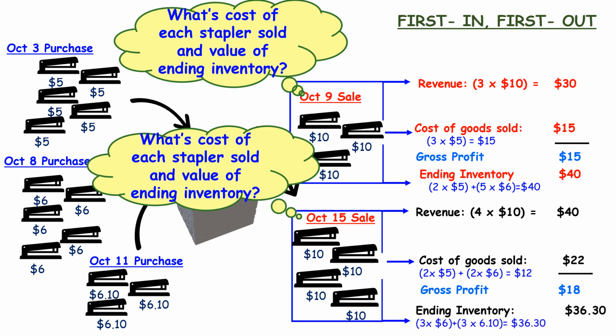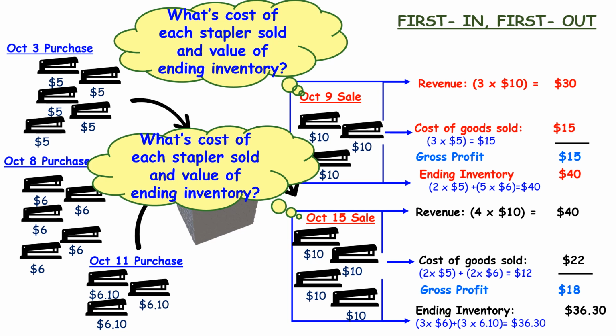What about the ending inventory? The ending inventory means the staplers that are still left in the box. Now we know that the October 3rd purchase is gone. October 8th purchase, we sold 2 from there. So we still have 3, 3 at 6 is there. And we have all the October 11th purchase, which is 3 at $6.10, giving us $36.30 as an ending inventory. So first in, first out helped us answer the question.